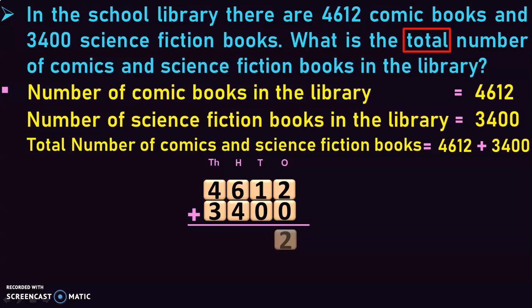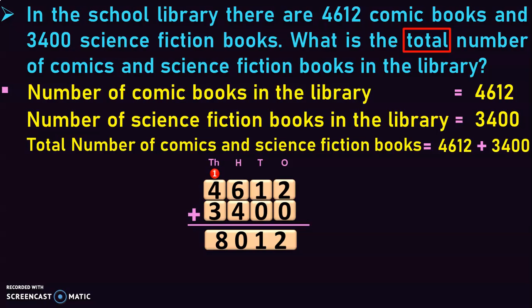2 plus 0 will give you 2. 1 plus 0 will give you 1. 6 plus 4 will give you 10. So retain the 0 in the hundreds place and take the 1 as a carryover to the numbers in the thousands place. Next add the digits in the thousands place. 1 plus 4 will give you 5 and 5 plus 3 will give you 8. So sum of 4612 plus 3400 is 8012.